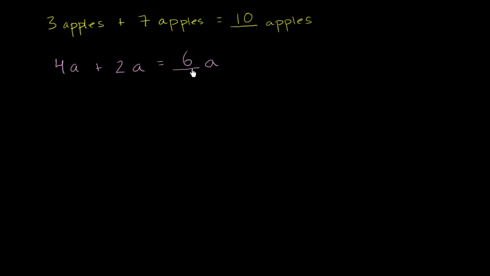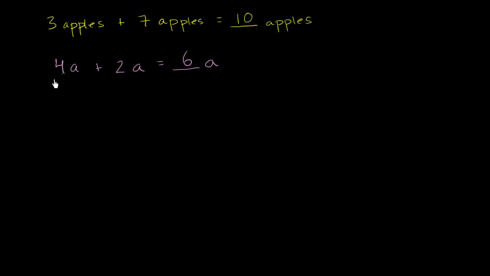But once again, we started off assuming that A's represent apples, but they could have represented anything. If you have 4 of whatever A represents, and then you have another 2 of whatever A represents, you'll now have 6 of whatever A represents. Or if you just think of it, if I have 4 A's, and then I add another 2 A's, I'm going to have 6 A's.